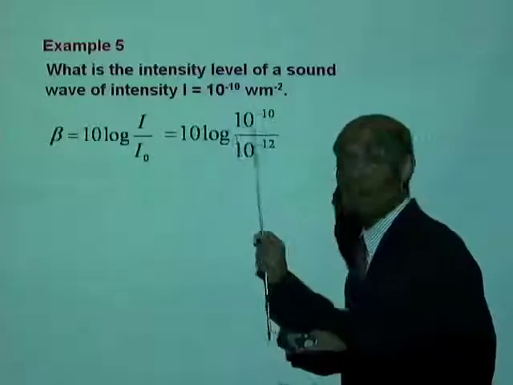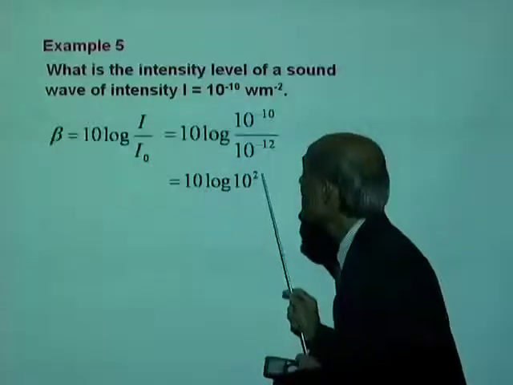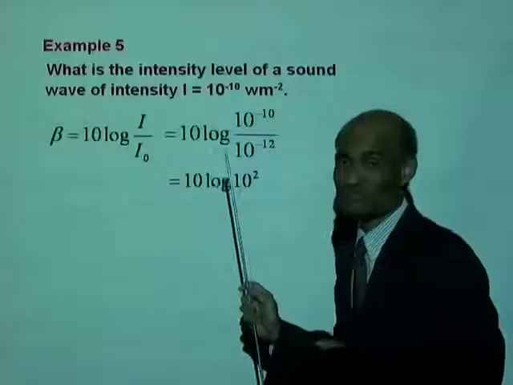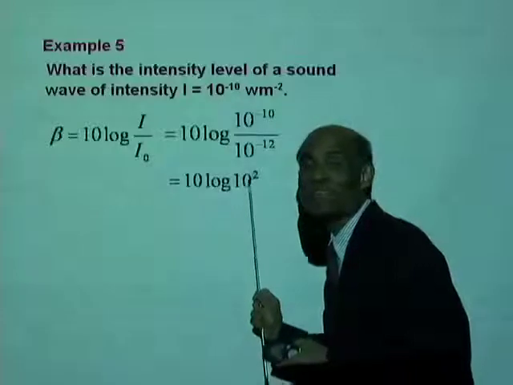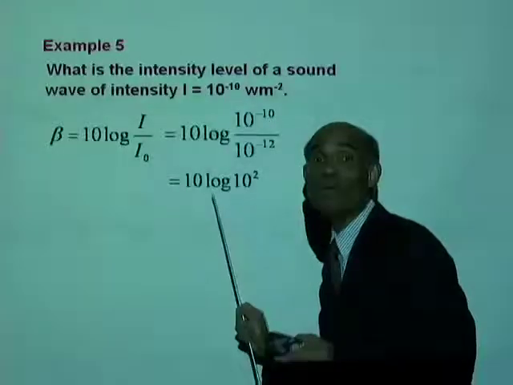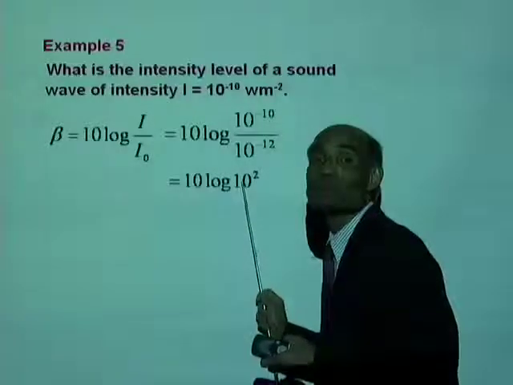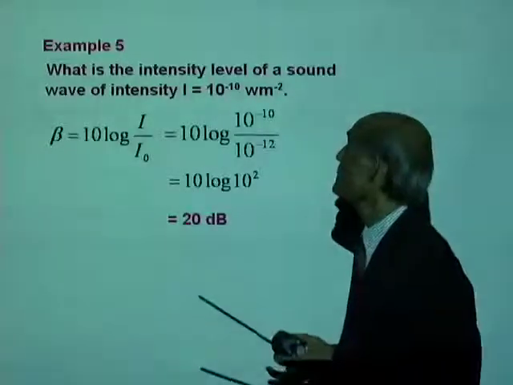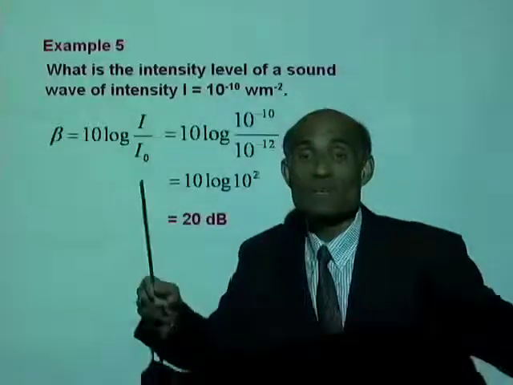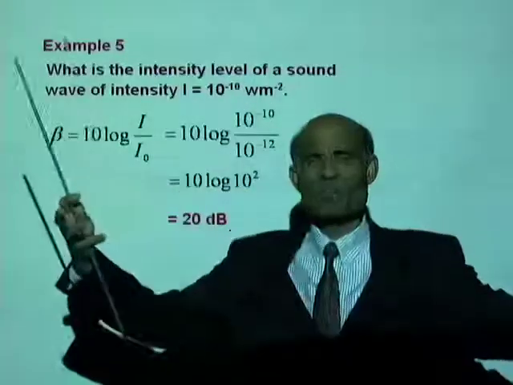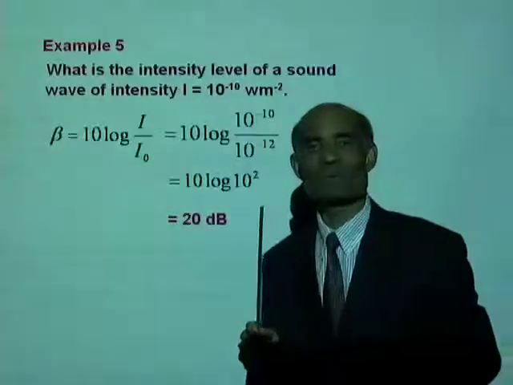That will be 10 to the power of 2. So this will be 10 log 10 to the power of 2. Alright, is there anybody who has trouble with this? What is log 10 to the power of 2? Log of 10 to the power of 2 is 2. In other words, the decibel value is 20 decibels. And in my table, 20 decibels corresponds to the rustling of leaves. When a breeze comes, the leaves rustle, about 20 decibels.